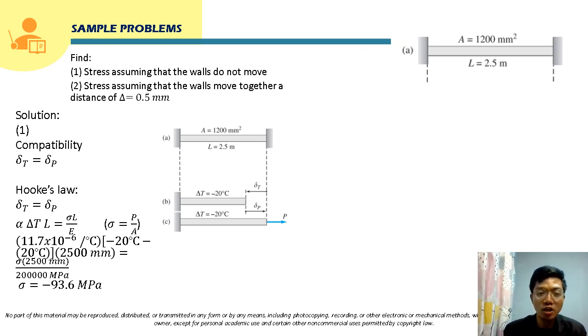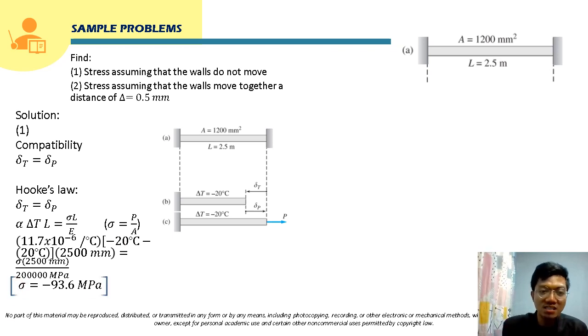So solving here for sigma, as you can see here, class, the temperature change will become negative 20 minus 20, so that will be negative 40. So this indicates, class, that the temperature decrease, because of that decrease in temperature, will cause a compressive stress to the member.